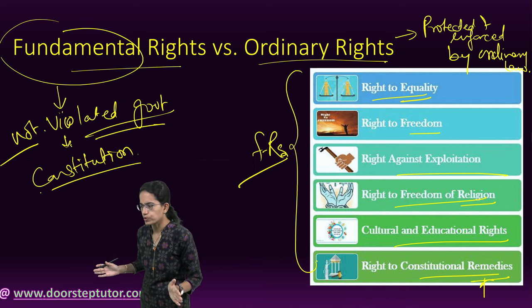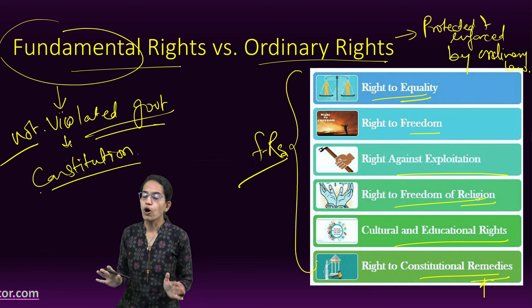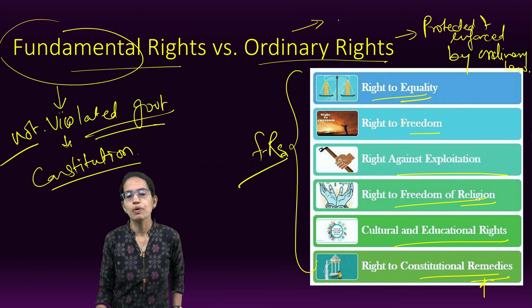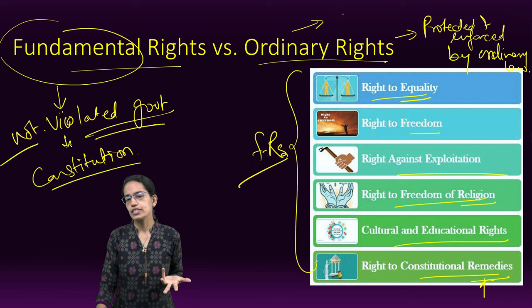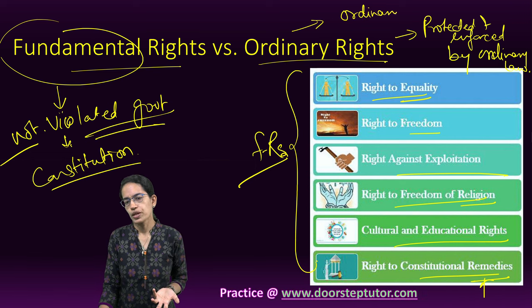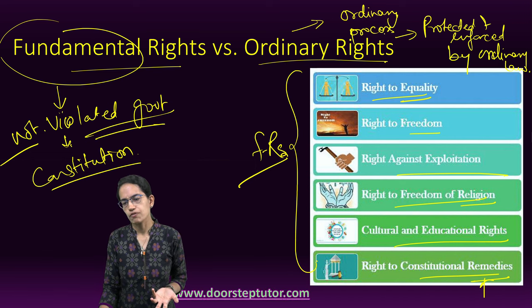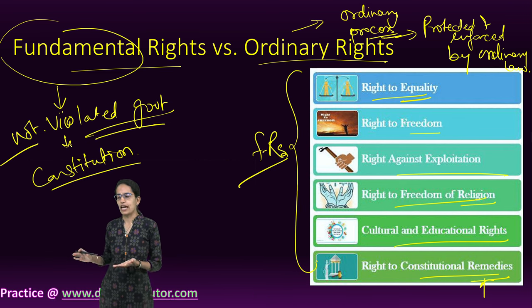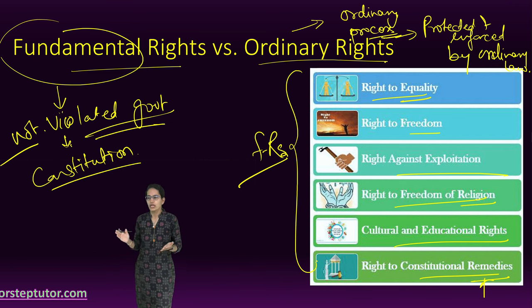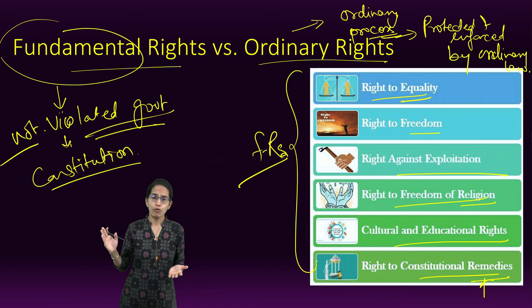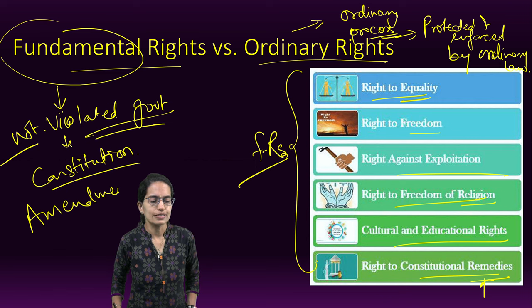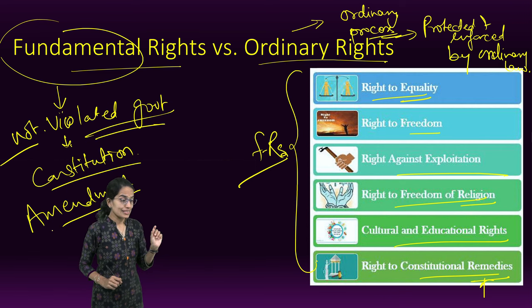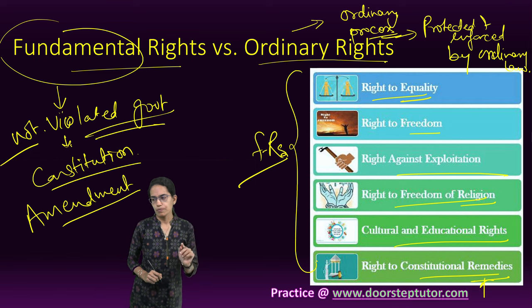That's the foremost thing. Now, ordinary rights can be changed by normal legislation brought in the legislature, and this is what is called the ordinary process of making law. So by an ordinary process of making law, ordinary rights can be brought into force. However, if I want to bring a change into a fundamental right, what is required? An amendment is required. Clear? So that's again a very paramount important concept.